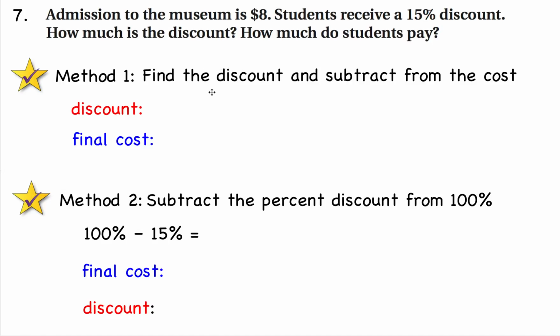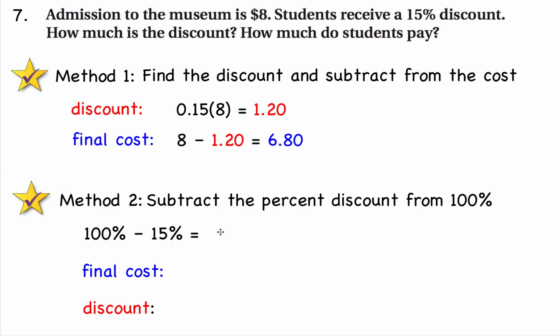Well, the first method is to go ahead and find the discount and subtract it from the cost. This is probably the most traditional method. So the discount is going to be the percent as a decimal multiplied by the original amount, and that gives you $1.20. So they get a discount of $1.20. Well, their final cost is going to be the $8 minus the $1.20, which is $6.80.